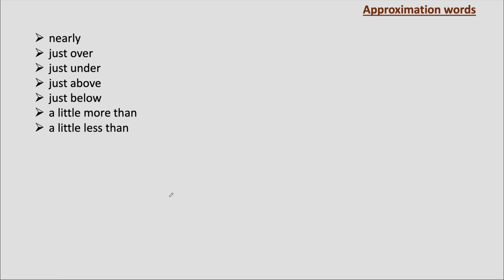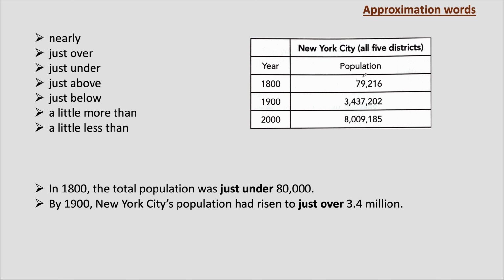We can also be more specific when we approximate numbers by using phrases like just below and just above. Use these when the numbers are closer to round numbers. This number is a little less than 80,000, so we can write just under 80,000. Similarly, this is just over 3.4 million.